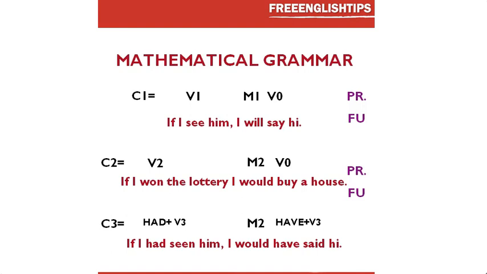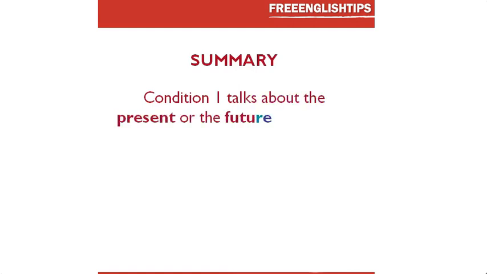If I won the lottery tomorrow, I would buy a house tomorrow. It's about the present or the future. And in condition 3, this is the exception. This is talking about the past. So in summary, condition 1 talks about the present or the future and is real.